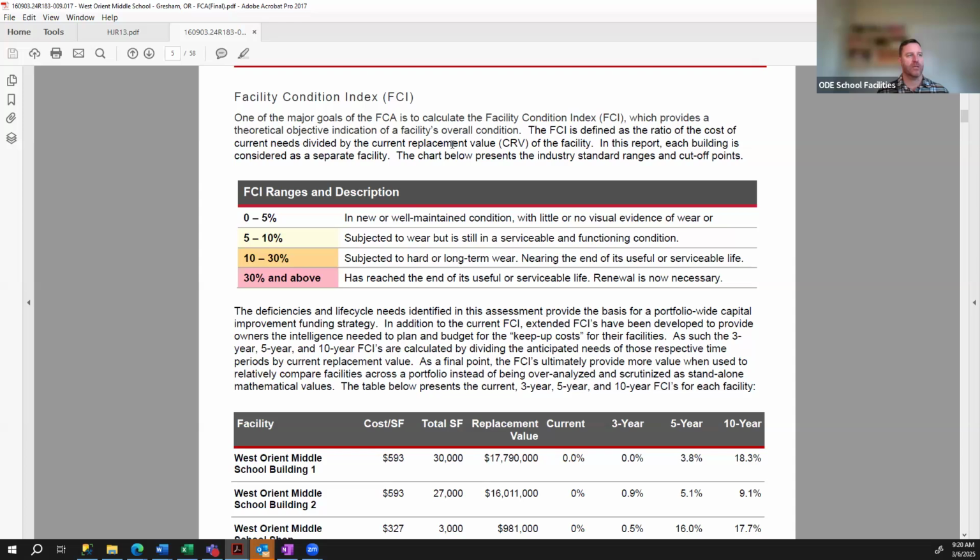5 to 10% is subject to wear, but is still in serviceable and functioning condition. 10 to 30% is the largest range. And so you'll see that later on in years like 5 and 10 on the next graph that this is a snapshot in time of your buildings. And so it's not going to update the FCI or the deferred maintenance based on things you have done over the 5-year period. So keep that in mind. But obviously, the older your buildings get, as systems and materials wear out, your FCI would theoretically increase.